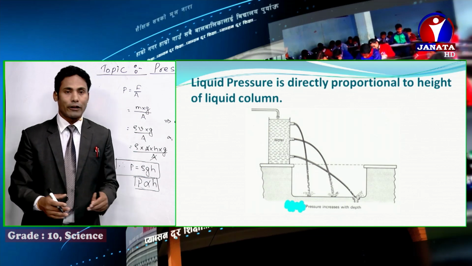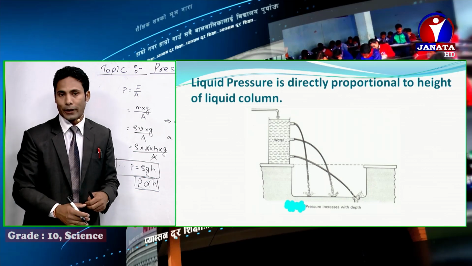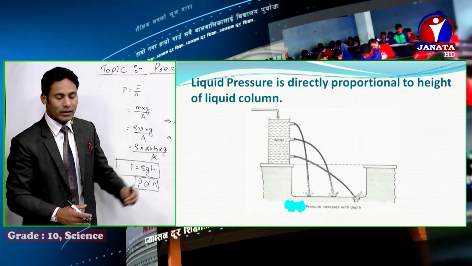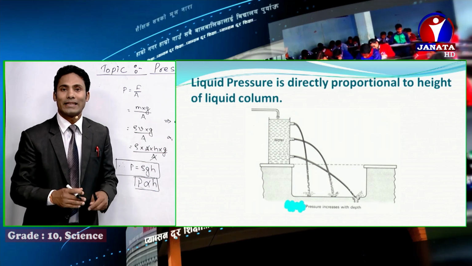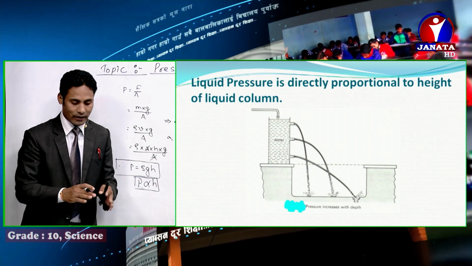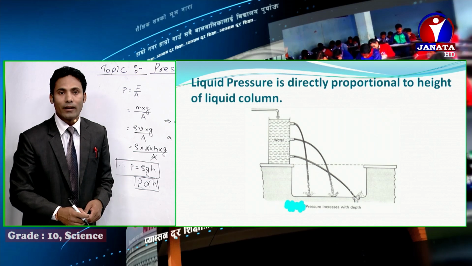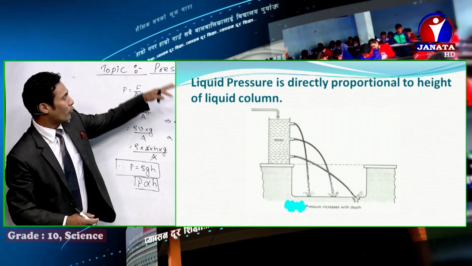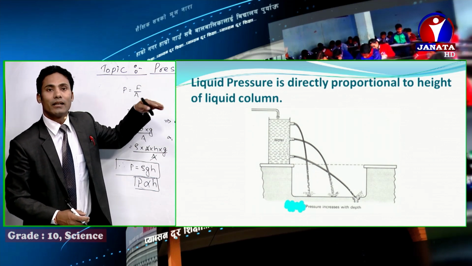You can see there is one tank, and three spouts are present. In the lowermost spout, the liquid flows with greater force, so it will emerge up to a greater distance. Why? Because the height of the liquid column is more. In the topmost part, the pressure is less because the height is minimum there.